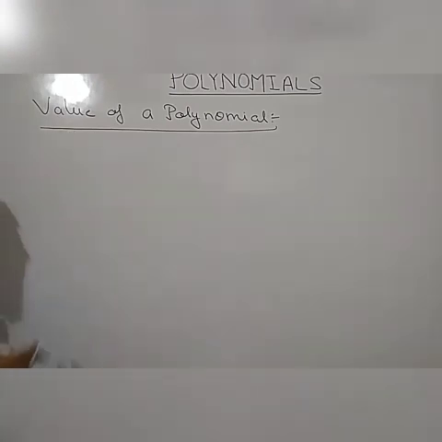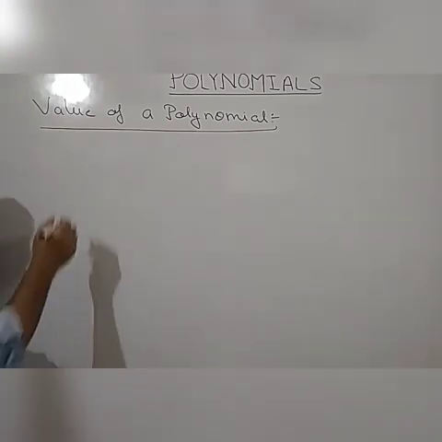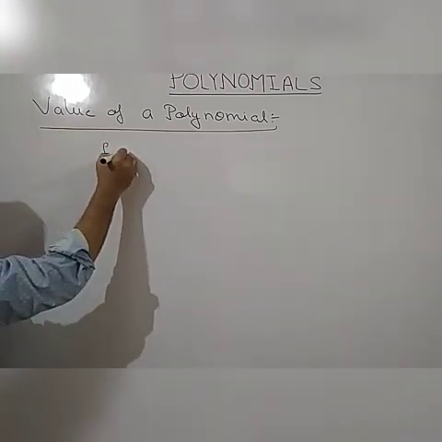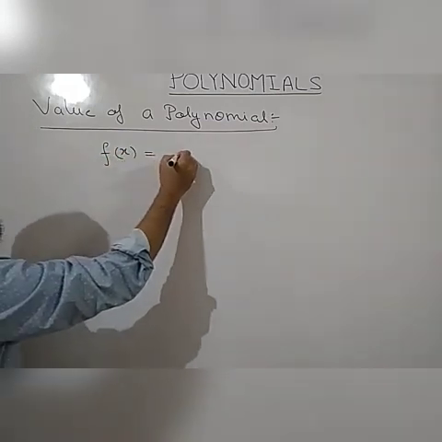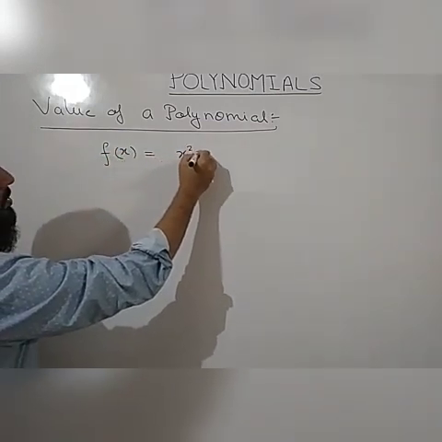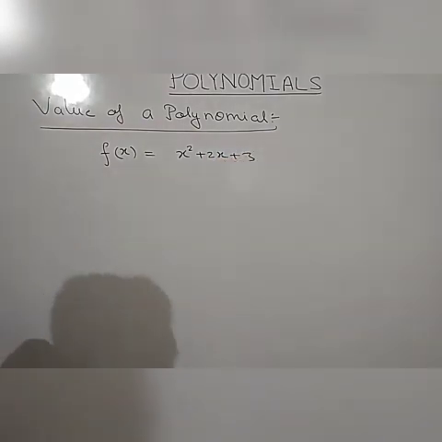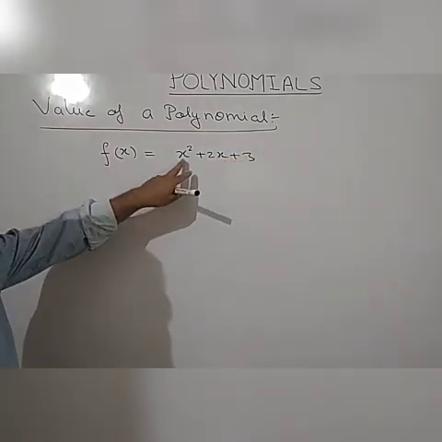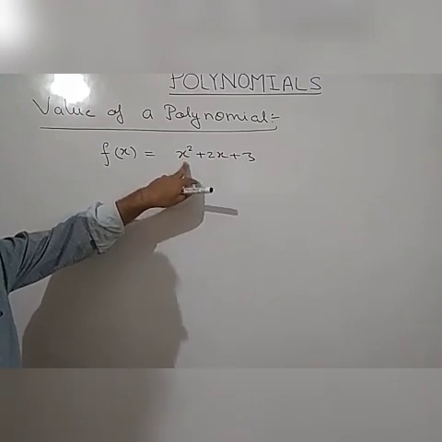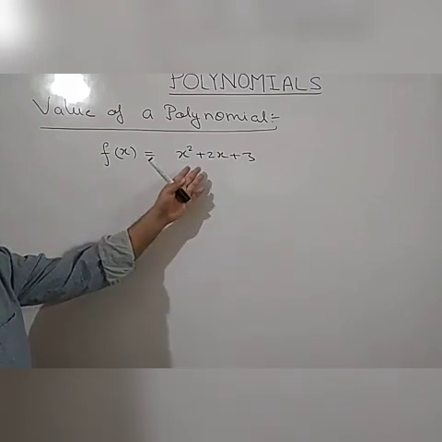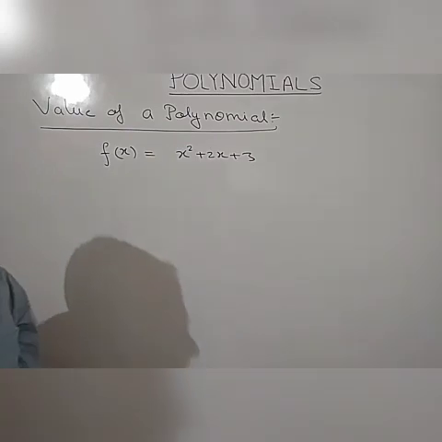So what is the meaning of value of a polynomial? Let us suppose we are given a polynomial f(x) = x square plus 2x plus 3. This is a polynomial in terms of the variable x. Here x is a variable. So this polynomial is in terms of variable x.